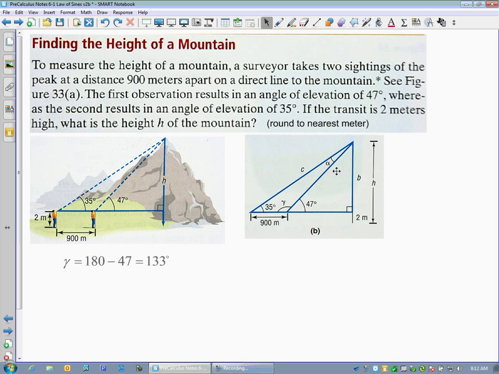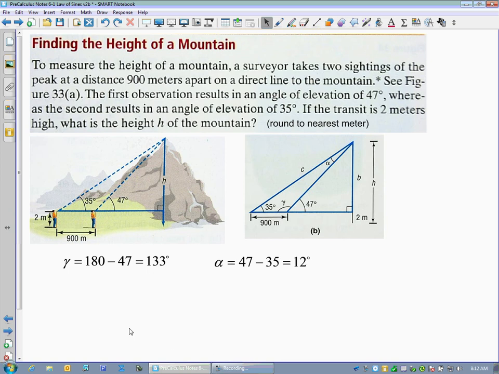Now for alpha, you could use gamma plus the 35 degrees plus alpha would equal 180. Or there's an even quicker and easier way, which is to notice that the 47-degree angle represents an exterior angle. And if you remember from geometry, the sum of the two remote interior angles is equal to the exterior angle. So in other words, alpha is simply going to be 47 minus the 35, which is 12 degrees. So you'll find that geometrically there's usually more than one way to arrive at these values.